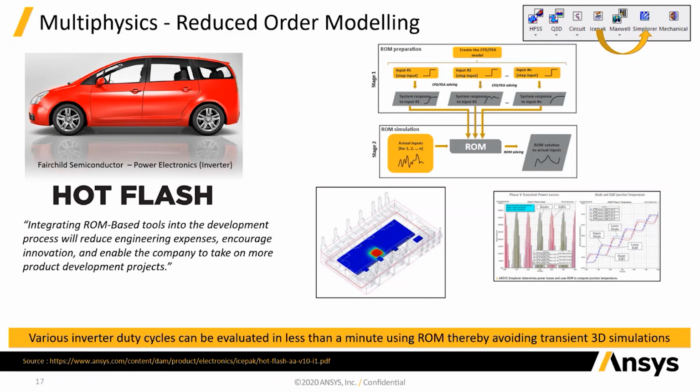As against that, here is the workflow where we produce the training data in Icepak one time, and then that training data is transferred to Twin Builder, a simpler tool, where it generates a reduced order model. The reduced order model can do all these duty cycle evaluations for the inverter in less than a minute. It doesn't solve the 3D physics, but it gets results as accurate as 3D physics using the training data that we have generated one time. So this is the benefit where we can significantly reduce the design cycle for evaluating transient scenarios using reduced order models.